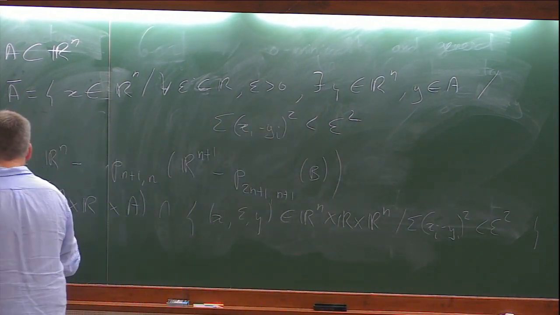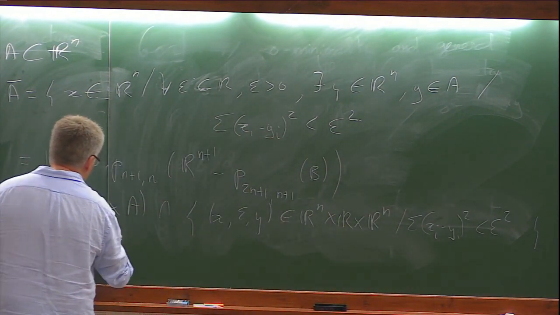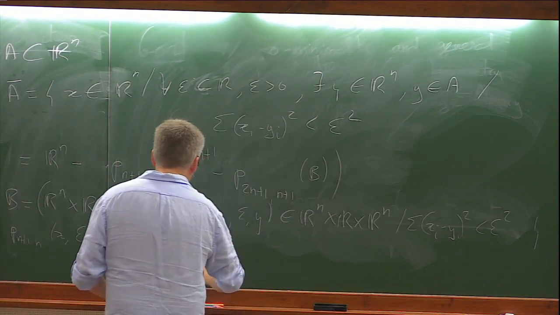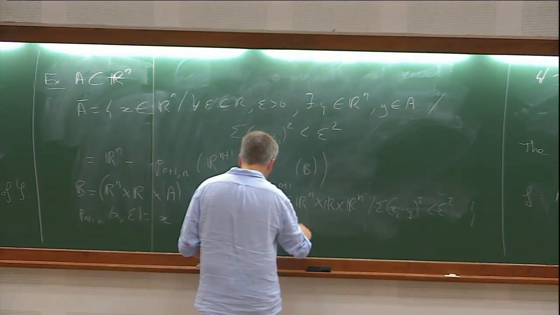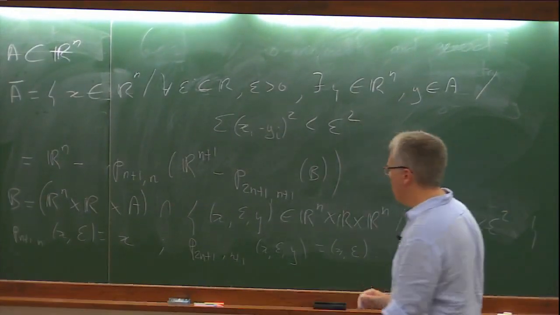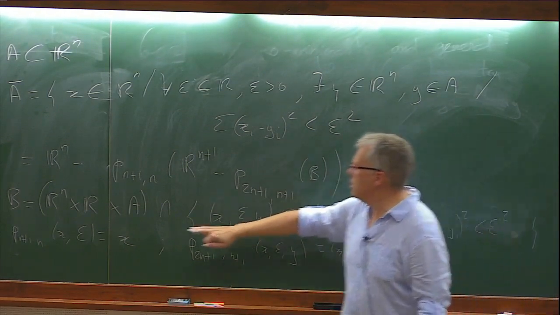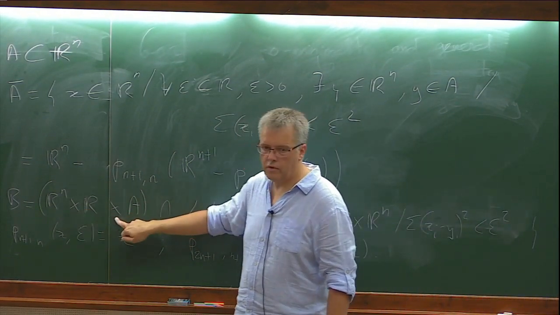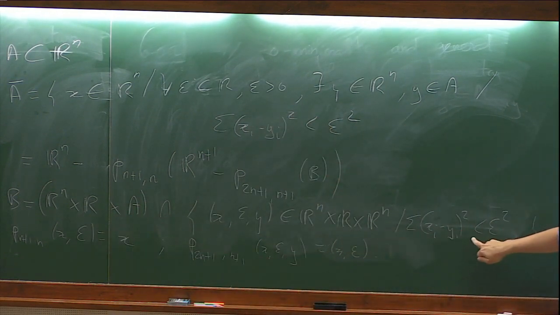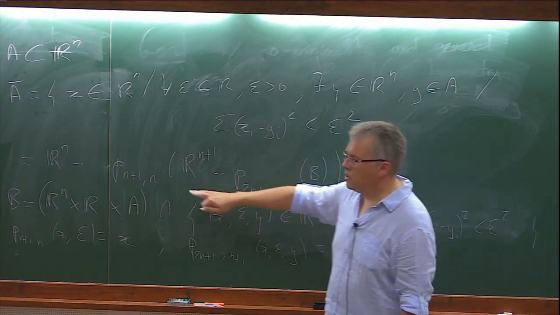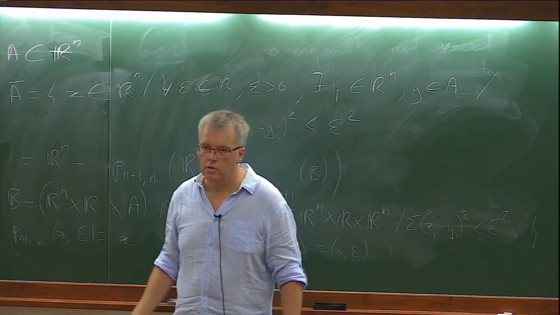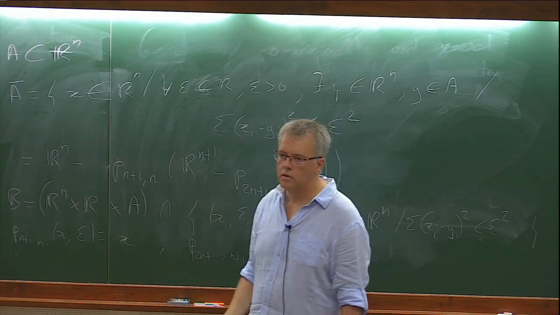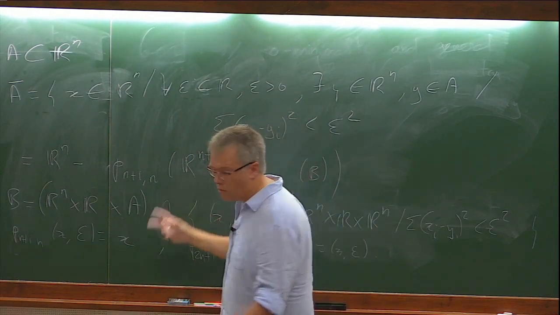And P_{n+1} of (x, epsilon) is x, this is the first projection, and P_{2n+1, n+1} of (x, epsilon, y) is (x, epsilon). So you see that B is definable, because this is a product of definable sets. This one is semi-algebraic, so it is definable in any structure, and I'm using only projections. And so this guy is definable. And you see that the role of projections is really to kill these existential quantifiers, universal quantifiers.